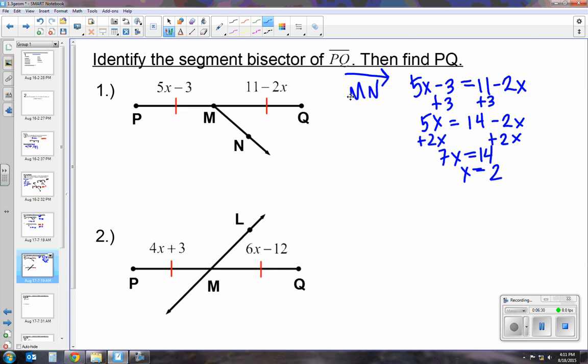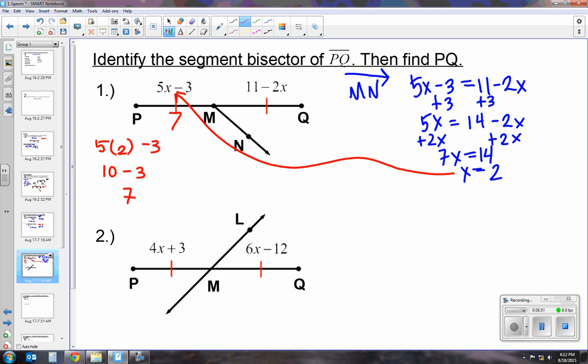Okay? Now that we know that x is equal to 2, we can substitute this in for x. So we can plug in 2 for x, so we can do 5 times 2 minus 3. Well, that's 10 minus 3, which is 7. So I now know that PM is 7. And if PM is 7, then MQ is 7. So to find the measurement of PQ, I'm going to add 7 and 7 together to get 14. So our answer for the measurement of PQ is 14.